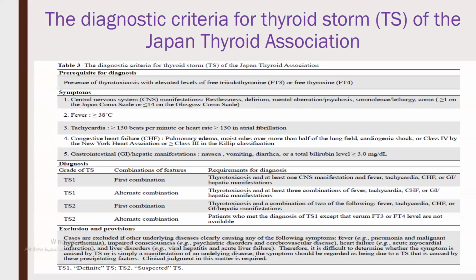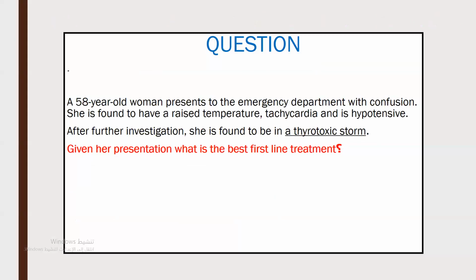What about the diagnostic criteria for thyroid storm of the Japan Thyroid Association? They have, again, diagnostic criteria. Maybe it is sometimes helpful just to know and have an idea. Symptoms like central nervous system symptoms, fever, tachycardia, congestive heart failure, and GIT symptoms. Diagnosis is by a combination of the features, exclusion and provisions. So this is another diagnostic tool that can be used, but usually in practice we are dealing with the first one, which is the scoring system.